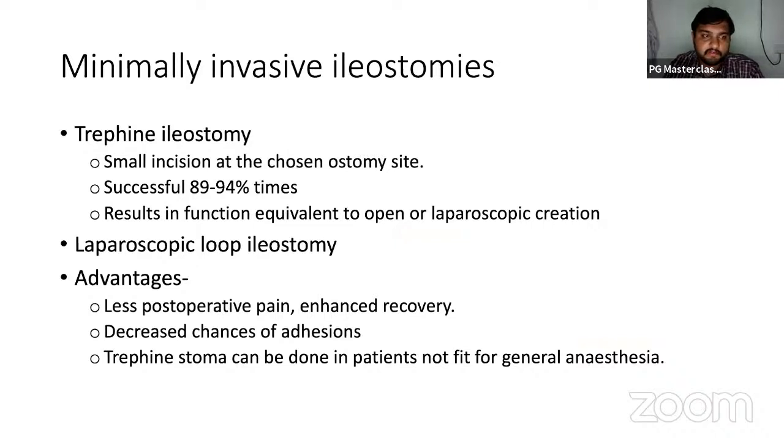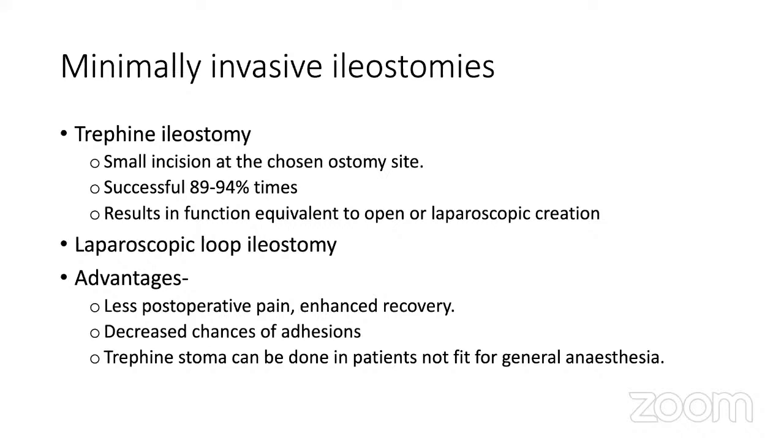Types of minimally invasive ileostomies: trephine ileostomy. A small incision is chosen at the ostomy site, which can be at the infraumbilical portion of the rectus muscle in the right lower quadrant or left lower quadrant. It is usually successful 89% to 94% of times. It is done in patients in whom ileostomy or diversion is required but who are suffering from severe sepsis and not fit for general anesthesia. So this can be done under local or spinal anesthesia. The result is also equal to open or laparoscopic creation of the ileostomy when urgent fecal diversion is required.